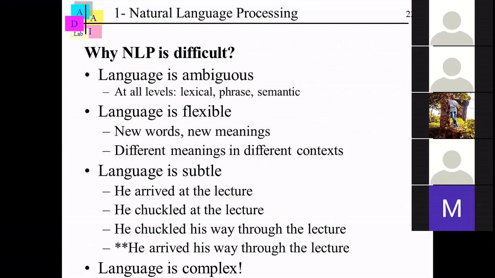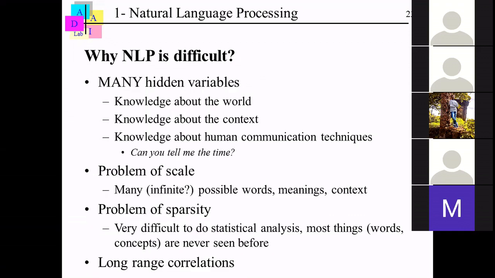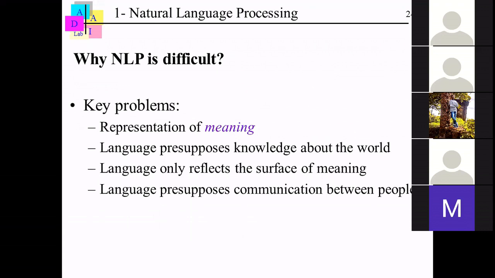However, natural language processing is difficult. Why is it difficult? Because you know that language is ambiguous, flexible, subtle, and complex. And there are many hidden variables, and we have to face the problem of scale, the problem of sparsity, and long-range correlation. That's why NLP is difficult.